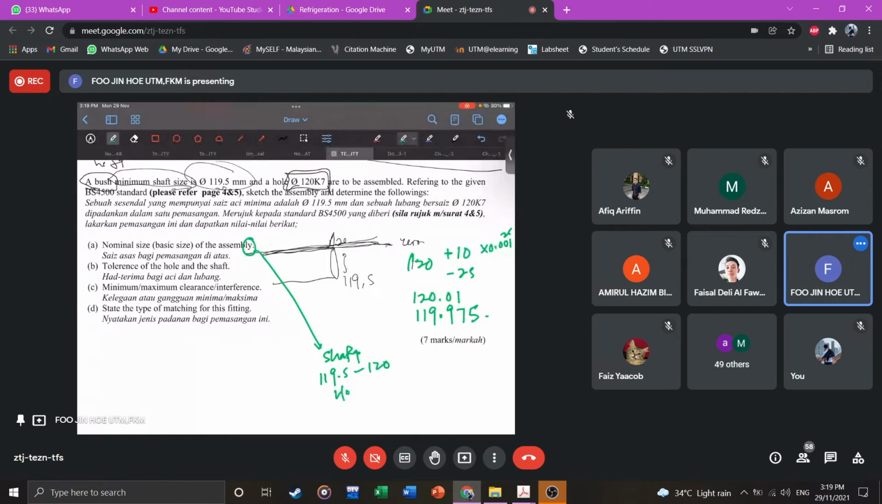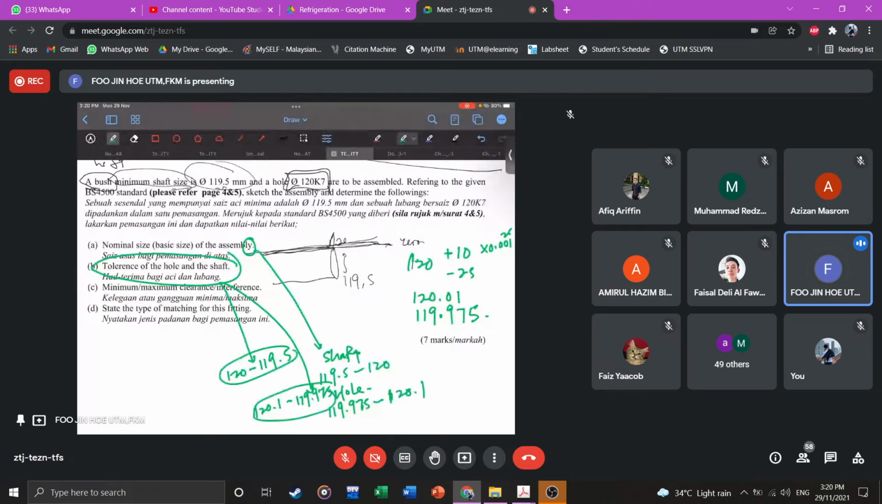The hole is 119.975 to 120.1. So the tolerance for the shaft is 120 minus 119.5, and for the hole it will be 120.1 minus 119.975. Make sure that you get this correct.